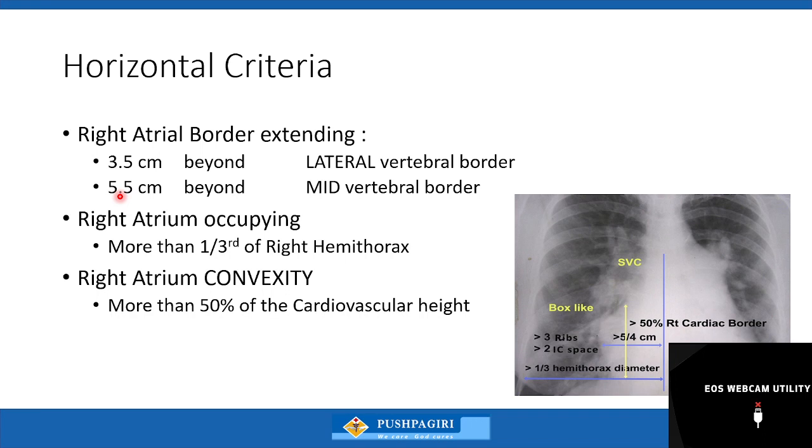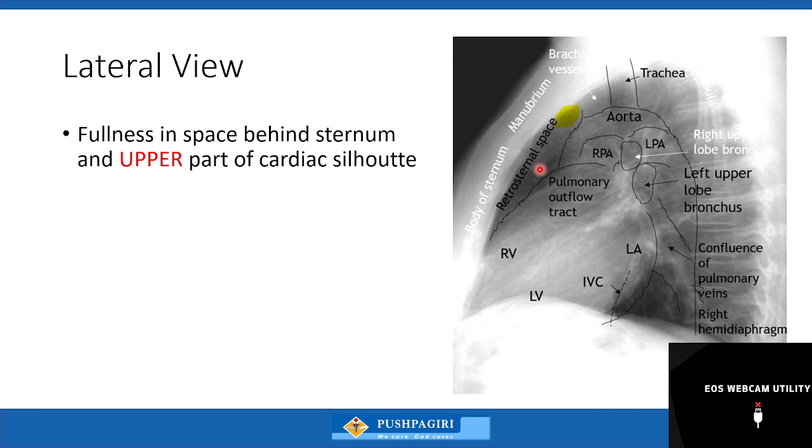The other thing is, if the right atrium is occupying more than 1/3 of the right hemithorax, we can say right atrial enlargement. And as I already told, if the right atrial convexity is more than 50% of the cardiovascular thickness. So that is the horizontal and the vertical criteria for right atrial enlargement. Then in the lateral view, we have discussed earlier.